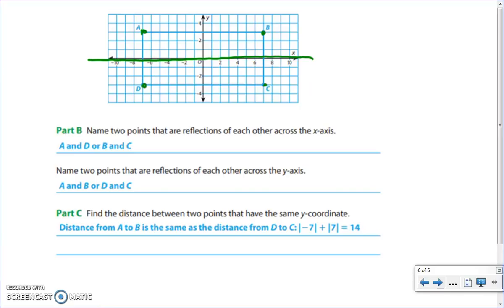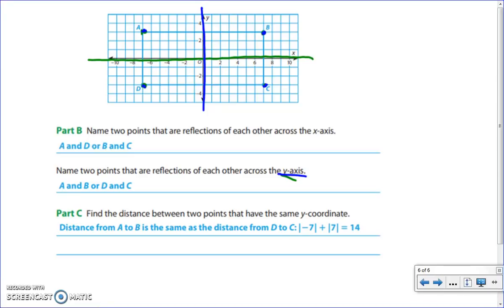But if we were talking about the y-axis, like in this next question, and I was talking about, let's make that one blue, folding over the y-axis, the points of reflection would be B and A. If I folded on the blue line, B would land on top of A, or C would land on top of D. So those are the pairs of reflective points across the y-axis.